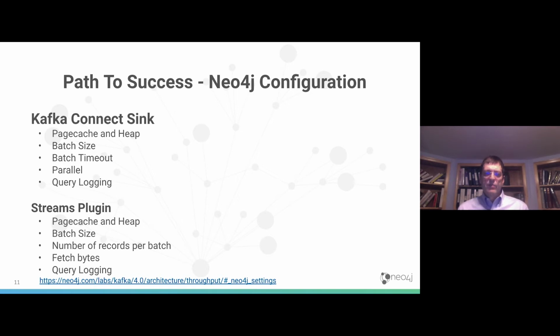And then on the Streams plugin, really just understanding the number of records per batch. That's what we want to keep track of. How many records do we want to batch up per transaction within Neo4j?